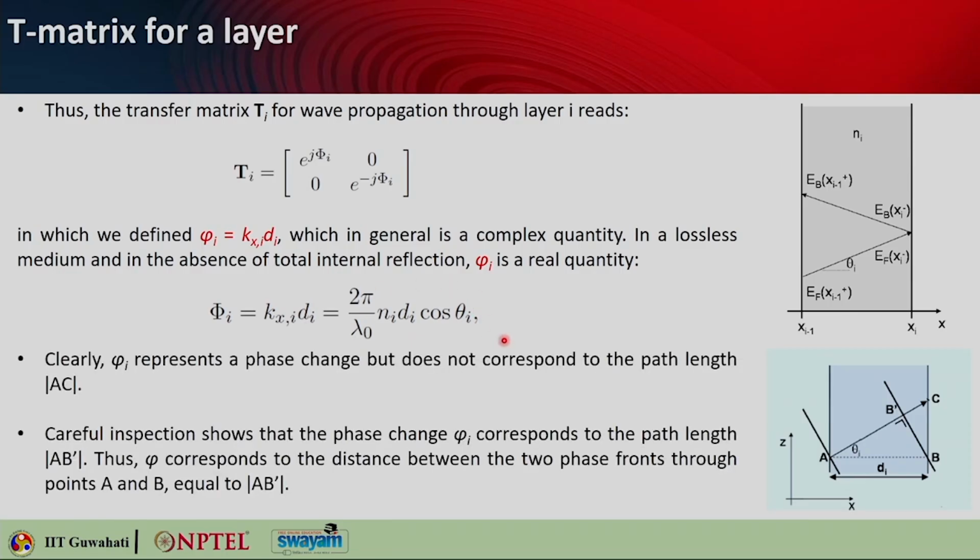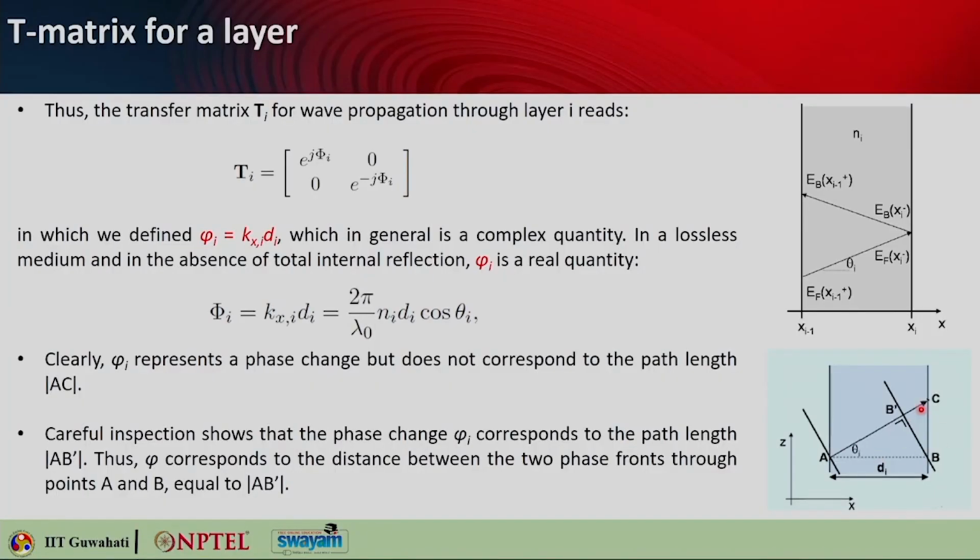So if you look into this particular equation, that also tells you one more important thing, that phi i is basically a phase change, but this phase change is not related to the amount of the path length AC. Okay. So it is not about from here to here. Okay. Because of the angle, you have seen that you are basically considering a 90-degree angle here, and this is a plane, this is another plane.